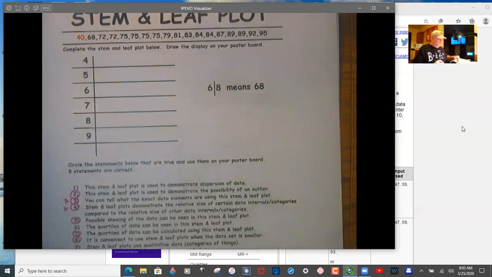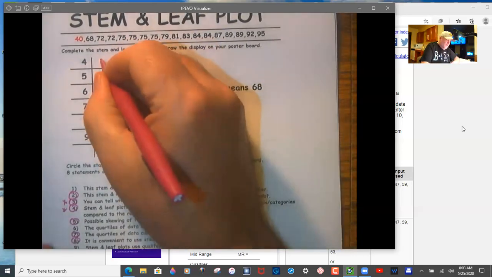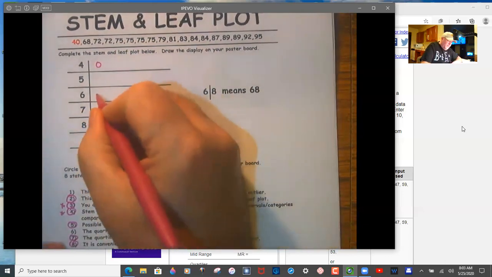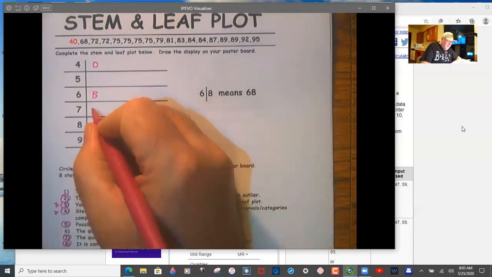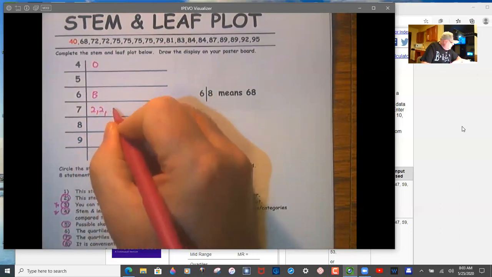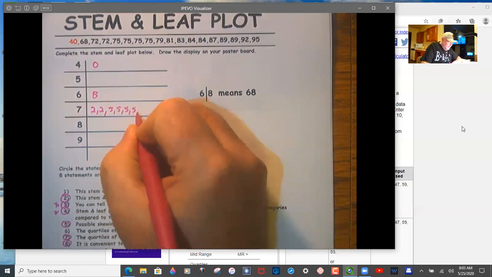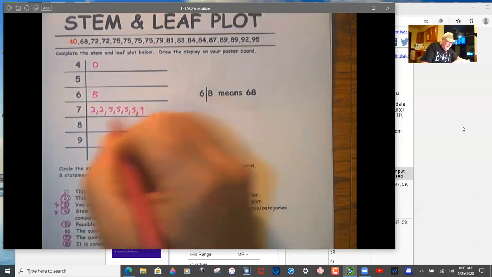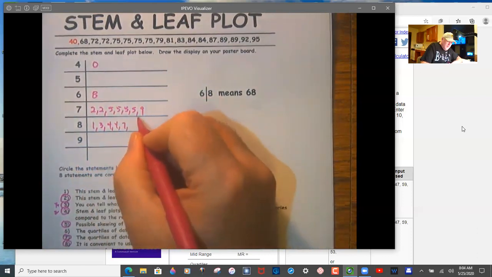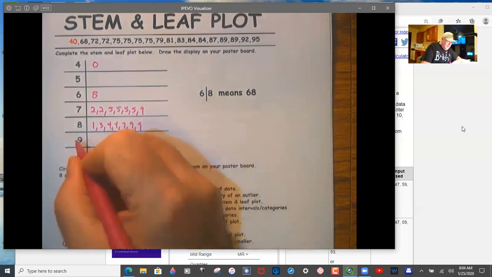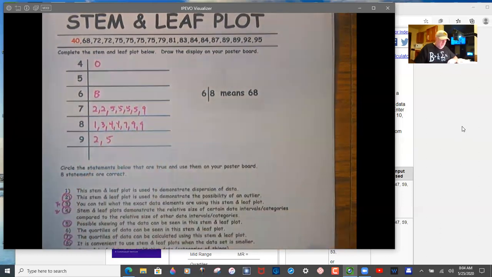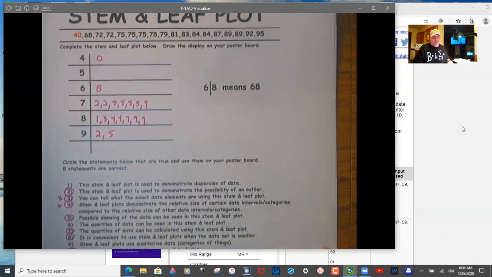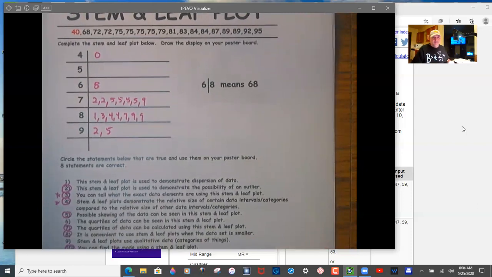Stem and leaf. You've heard this, and I'll quickly put these in. So 68, and then 72, 72, 4 75s, and a 79, and then an 81, and then 83, 2 84s, and 87, 2 89s, and then a 92 and a 95. It amazes me how many people just get totally floored by that.